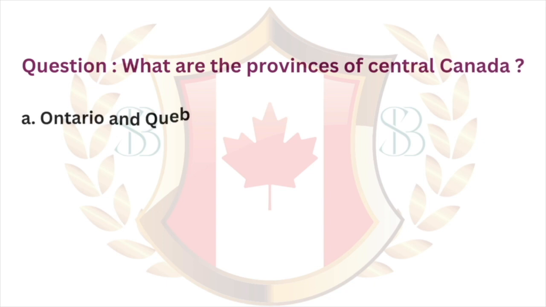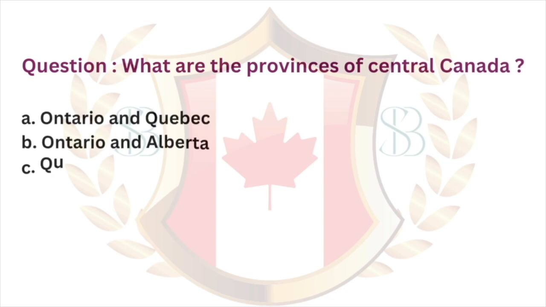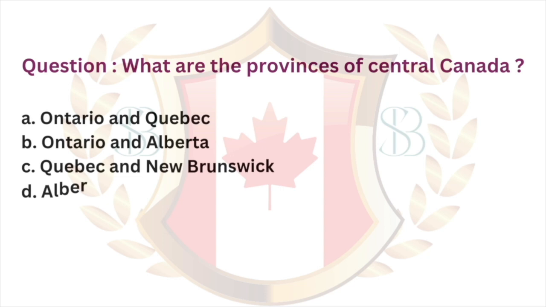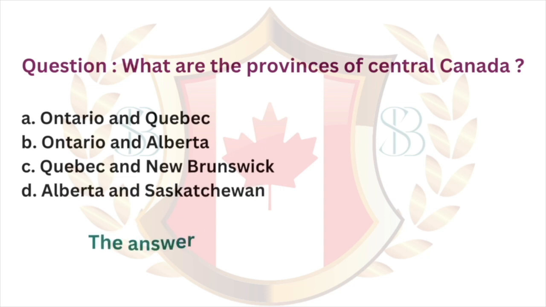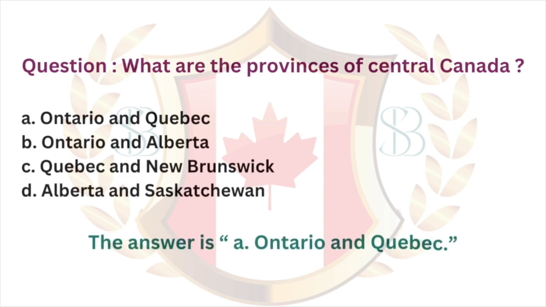Question: What are the provinces of Central Canada? A, Ontario and Quebec. B, Ontario and Alberta. C, Quebec and New Brunswick. D, Alberta and Saskatchewan. The answer is A, Ontario and Quebec.